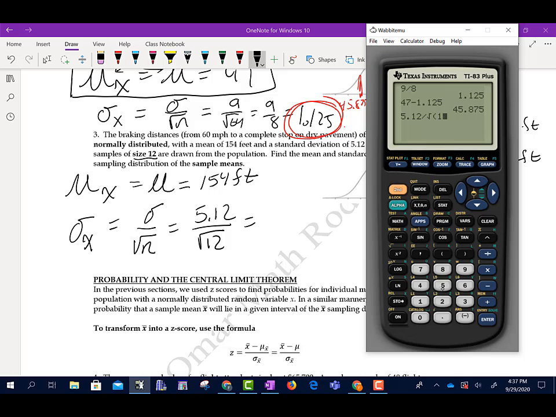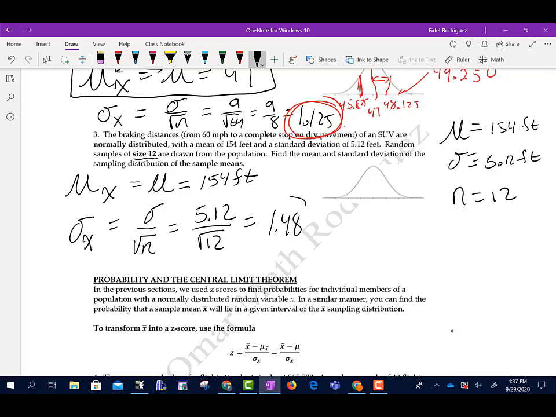I'm going to hit 12. Oops, not 15, but 12. Since mine opened up parentheses, I'm going to close them off too, and then hit enter. To 2 decimal places, I'm coming up with 1.48. So again, what does that tell me?